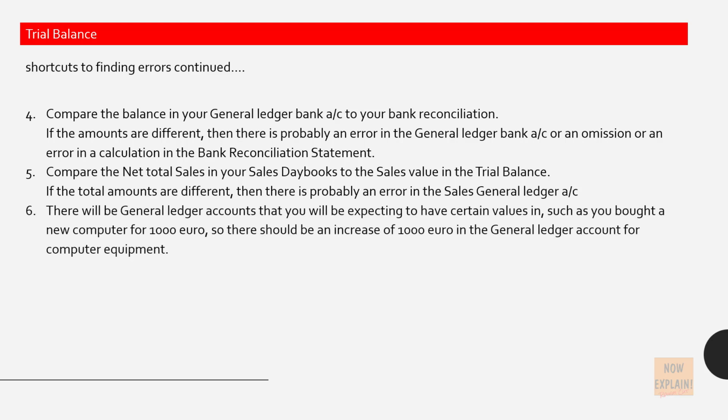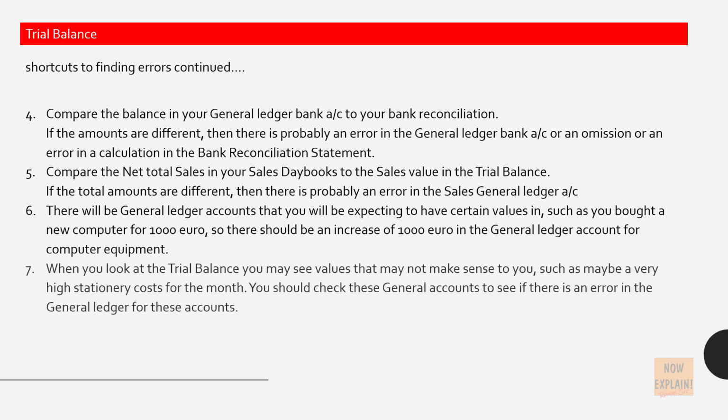6. There will be general ledger accounts that you will be expecting to have certain values in, such as if you bought a new computer for €1,000. There should be an increase of €1,000 in the general ledger account for computer equipment. When you look at the trial balance, you may see values that may not make sense to you, such as maybe a very high stationery cost for the month. You should check these general ledger accounts to see if there is an error.